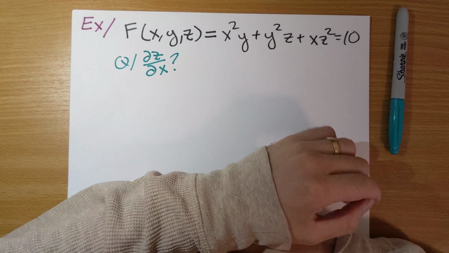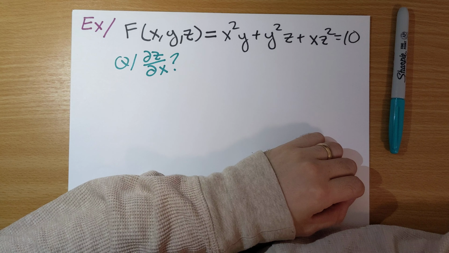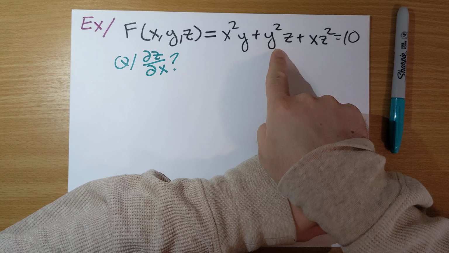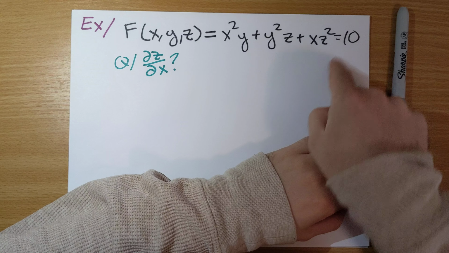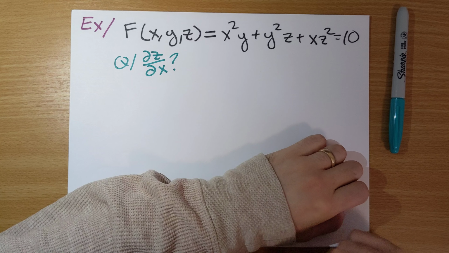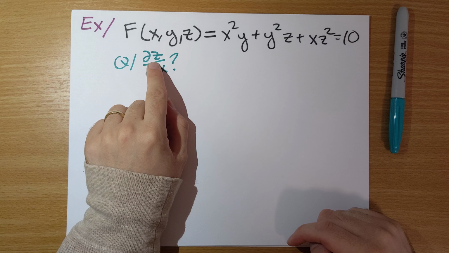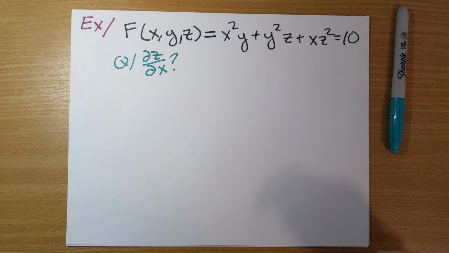Okay, so take a look at this last example here. F of x, y, z is equal to x squared y plus y squared z plus xz squared. Suppose that's equal to 10. And so our question is, what's the partial derivative of z with respect to x?